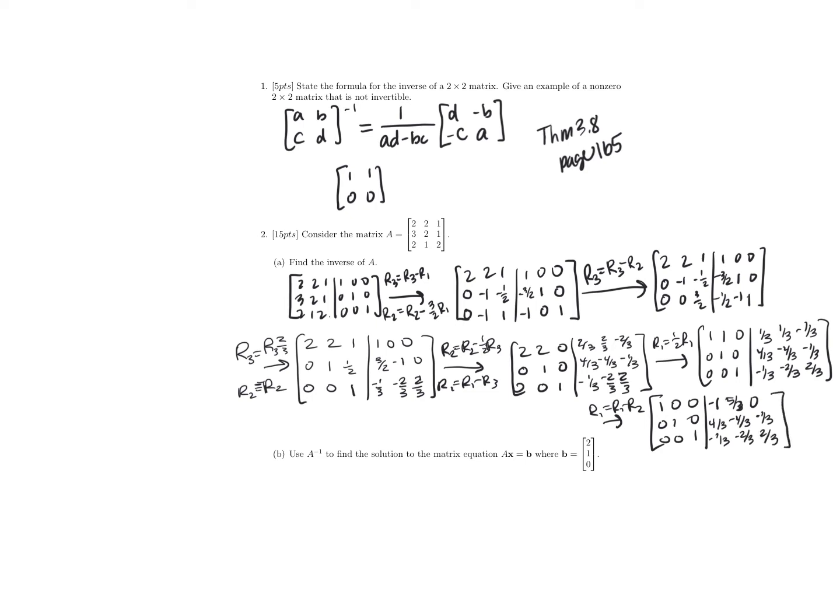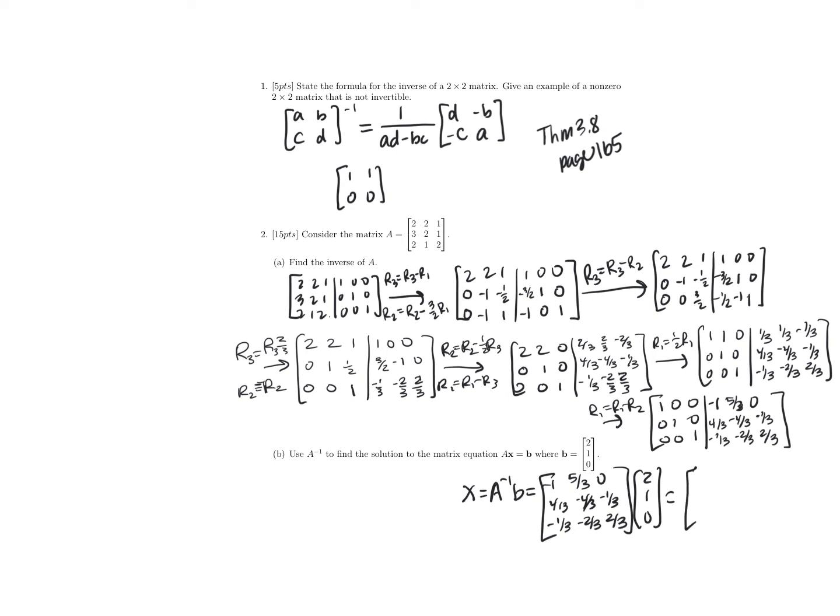So that is my inverse matrix. So then it says use A inverse to find the solution to the matrix equation AX equals B. So I can solve this by saying X equals A inverse B. So A inverse I found 1, 5/3, negative 1, 5/3, 0, 4/3, negative 4/3, negative 1/3, negative 1/3, negative 2/3, 2/3. And I want to multiply that by the vector 2, 1, 0. And so when I get that, that gives me my answer.